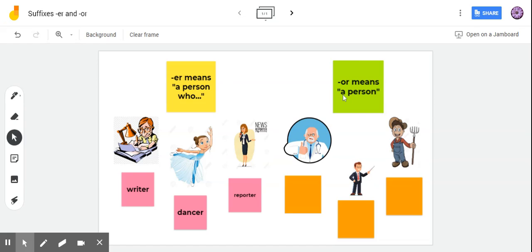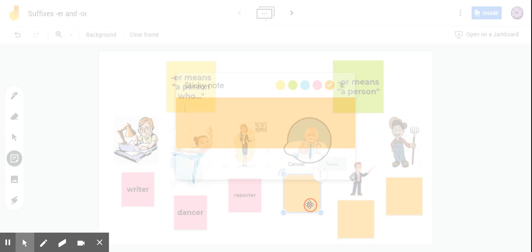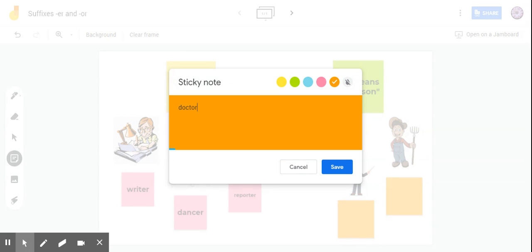Now, or is a little bit different from er. They both mean a person, right? But if I were to think of that he is wearing a stethoscope, he's a doctor. Would we say that he's a doctor who what, right? So doct is not the base word there. That's a root word, right? So he is a doctor.